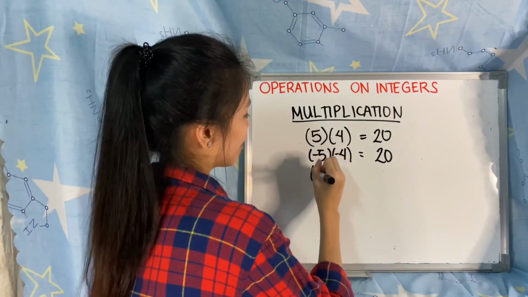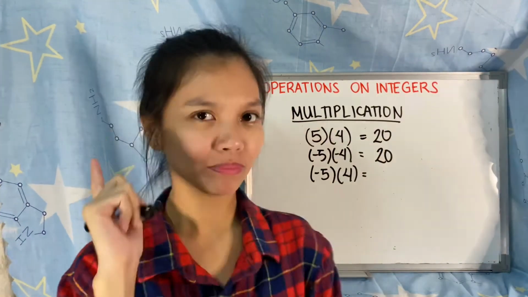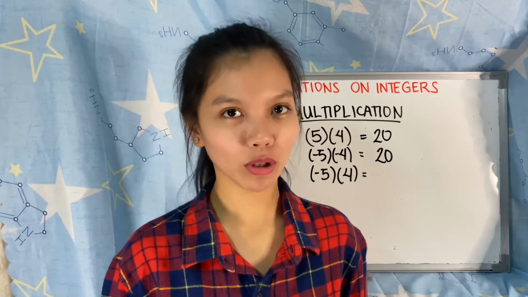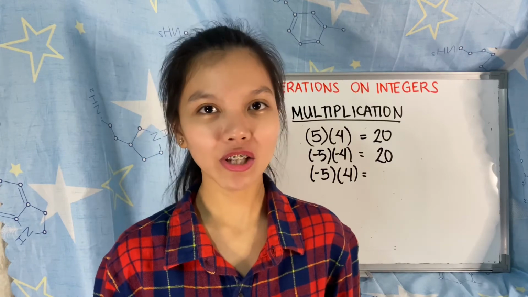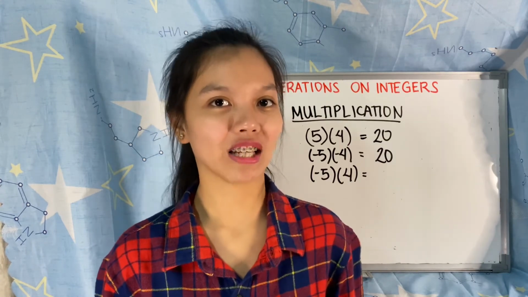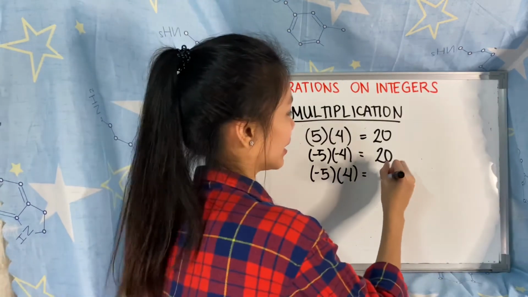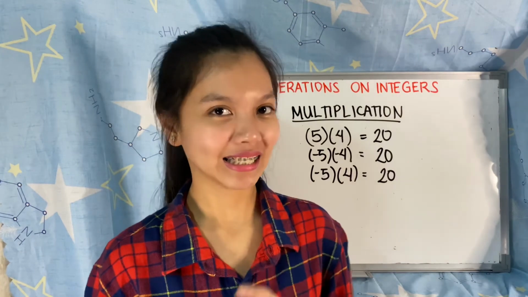Next, another one. What if we have negative 5 multiplied by positive 4? What will be the answer? So if you are going to multiply two numbers with different sign, the answer will always be negative. Remember that. So we have 5 times 4, that is 20. And negative times positive, that is negative.